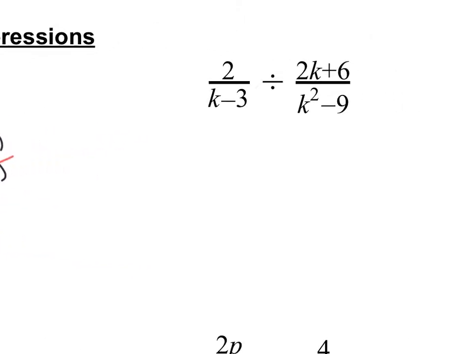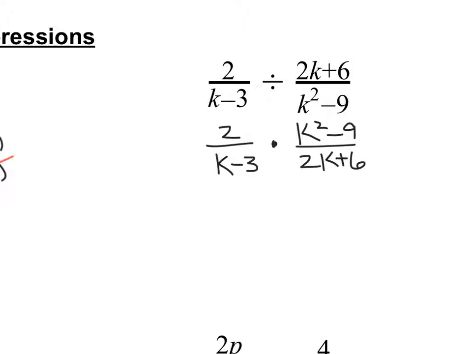When we're dividing, it's the same idea as multiplying, except we have to keep the original, the first fraction, change your division to multiplication, and flip your fraction. We're multiplying by the reciprocal. And now we proceed like the first problem and factor. This one, all I need to factor is the right fraction.